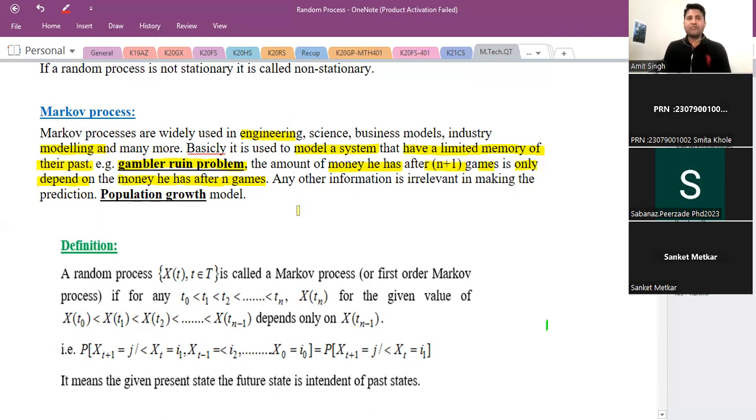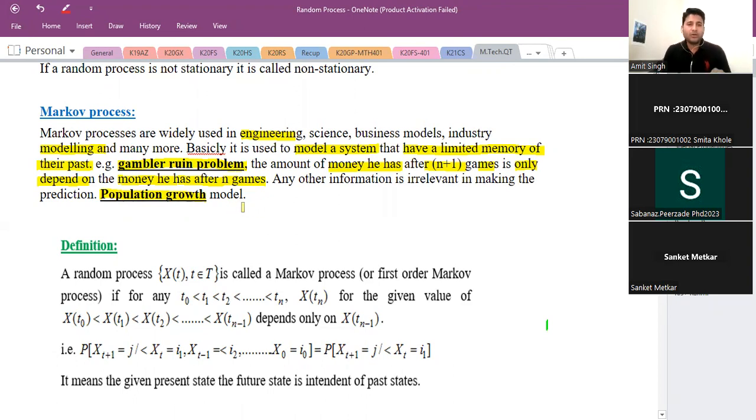So this kind of situation we call a Markov process, a special kind of random process, also known as a memory-less process. In many situations where we don't have much past data of a thing, we can use a Markov process to model that kind of phenomenon and find out whatever the problem needs. Another example is population growth: the number of individuals we will have next year depends on the number of individuals we have at present, not on what we had in the past.